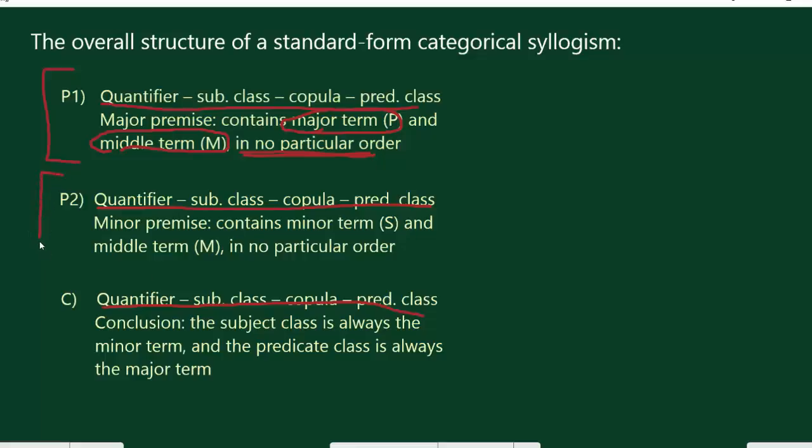And we get the same sort of thing for our minor premise. It needs to contain the minor term. It needs to contain the middle term. But it doesn't matter which one is the subject class or the predicate class. The order is going to matter, though, in the conclusion. So the subject class is always going to be the minor term, and the predicate class is always going to be the major term.